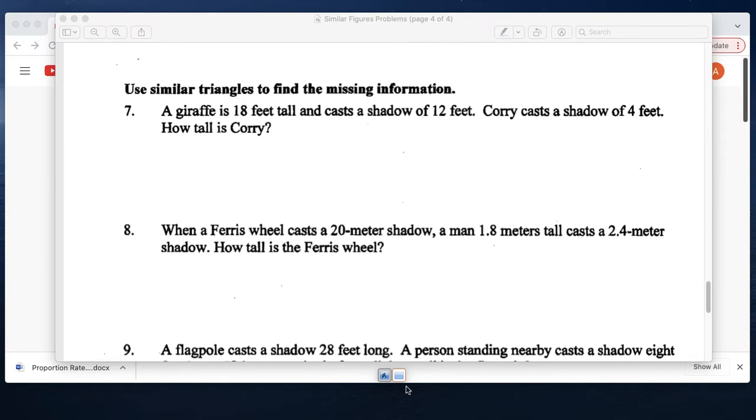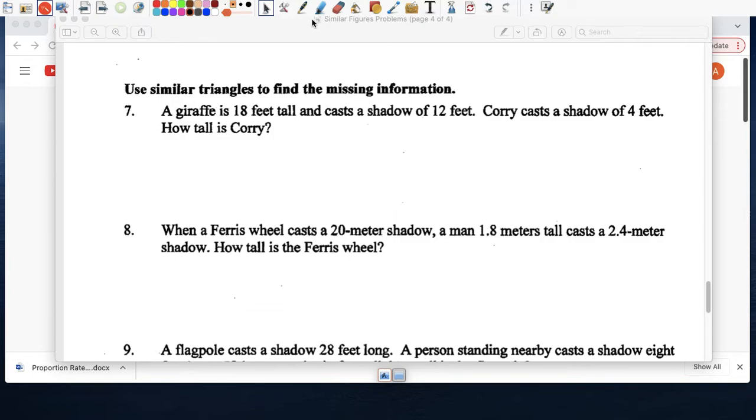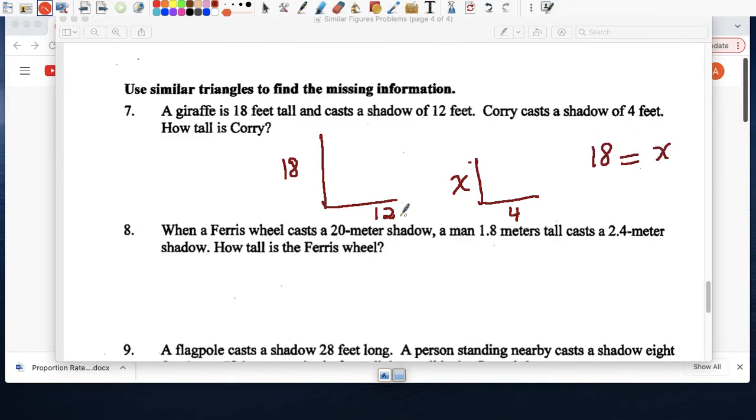So a giraffe is 18 feet tall, and it has a shadow of 12 feet. Then Corey, who has a shadow of 4 feet, and we want to find his height. So we can use that: 18 corresponds to x, and 12 corresponds to 4.